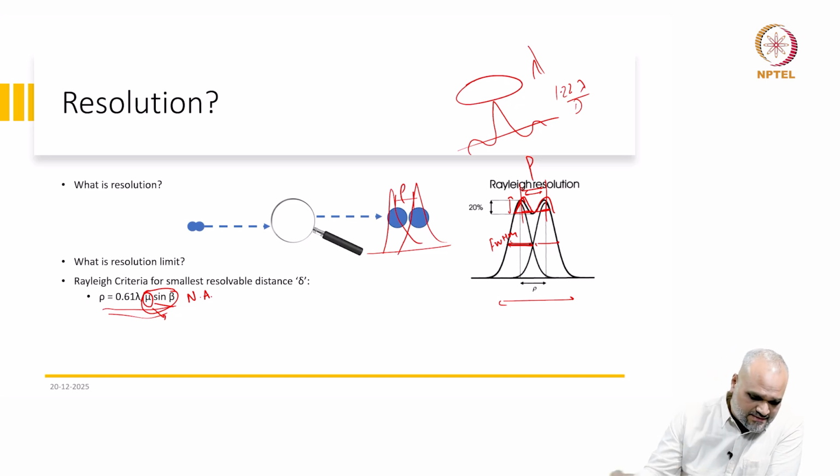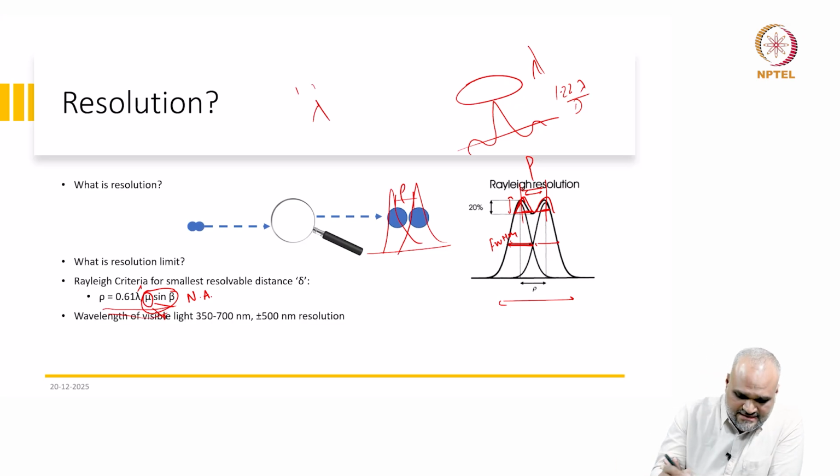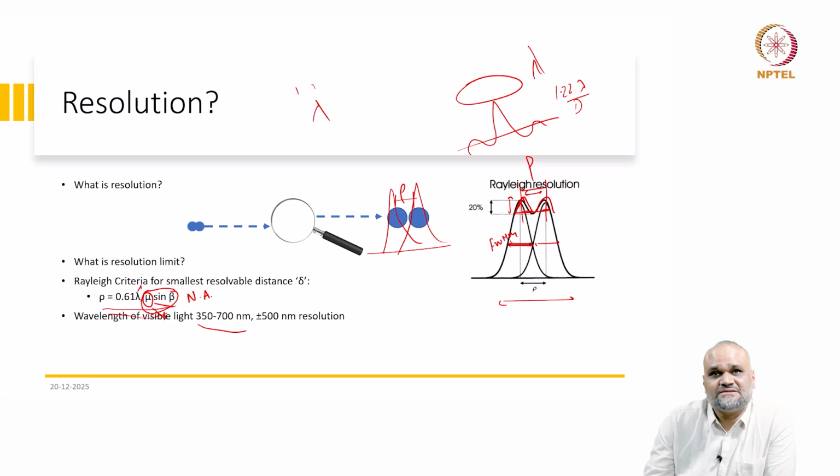But if I look at the numerator of this equation, lambda, for an optical microscope, the wavelength of visible light is in the range of 350 to 700 nanometers. If I simplify this, approximately the resolution can be assumed as lambda over 2. So I get an average resolution of 500 nanometers when I use optical radiation. But if I switch to electron microscopes, that is where I'm playing with the numerator of this Rayleigh's criteria. I can improve the resolution by lowering the wavelength.